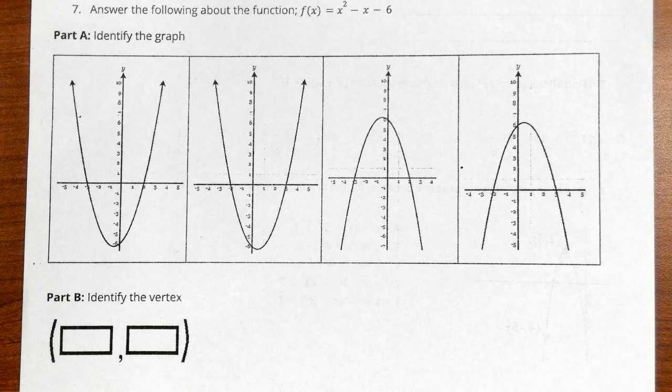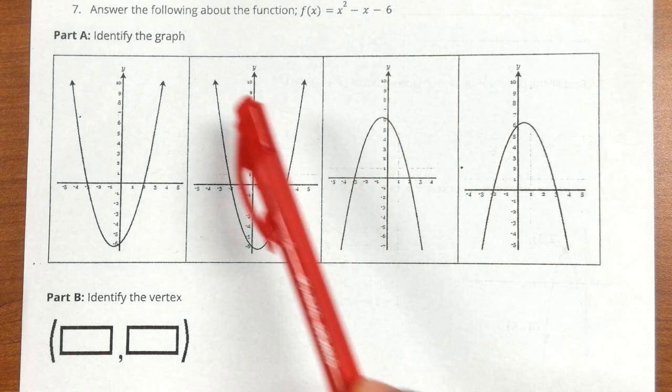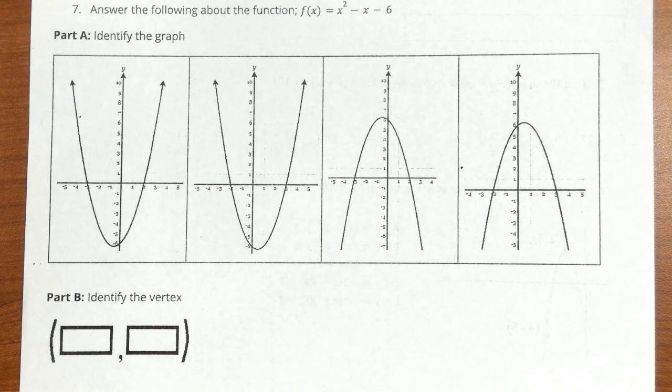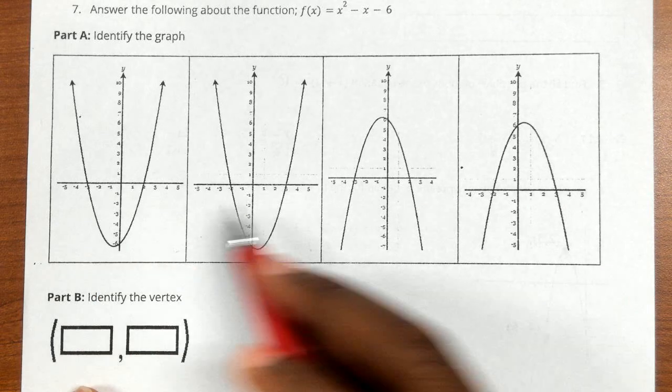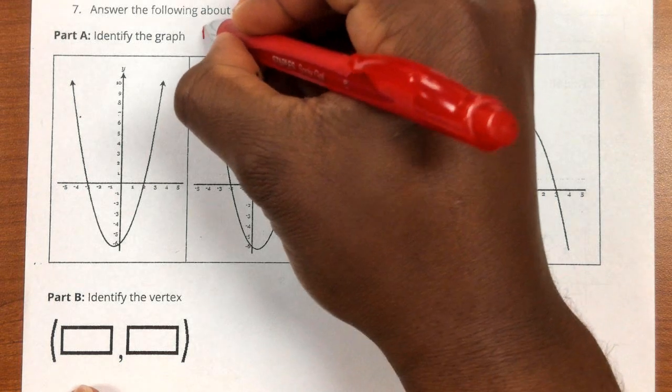Question number 7 says to answer the following about the function that is given right here, which is a quadratic function. So it says identify the graph. You should know, guys, that a quadratic function can be represented using shapes. These shapes are called parabolas.